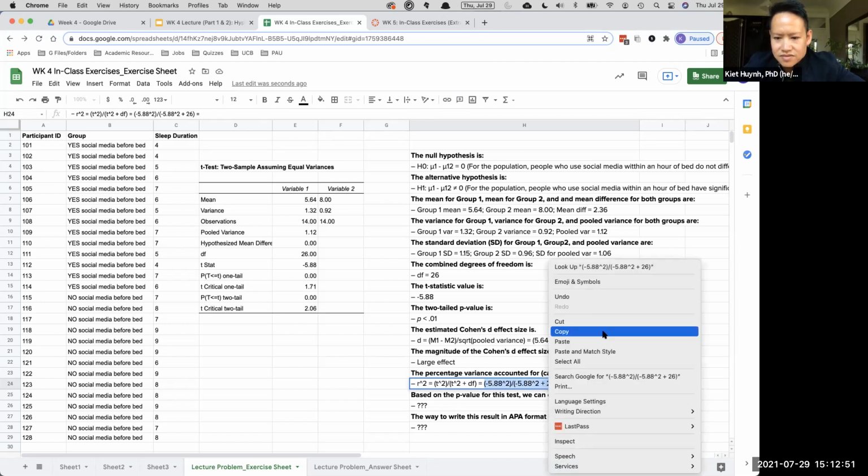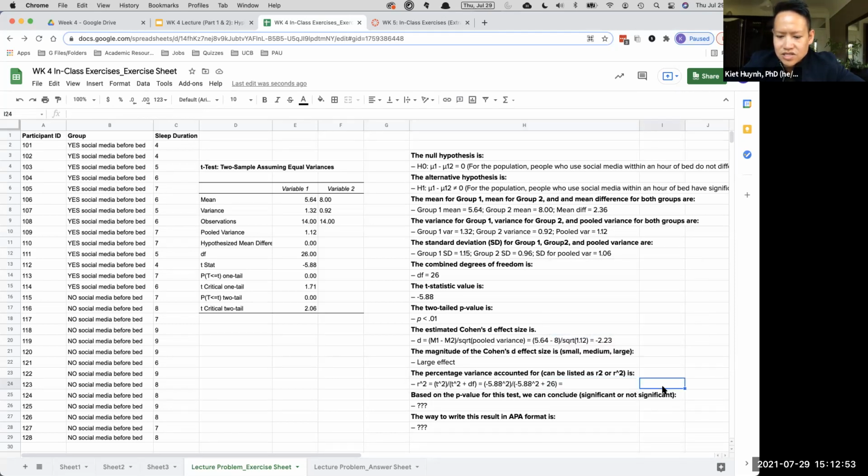Copy this. Equals, paste, here's the value. This is the variance accounted for value, which is 0.57, yeah. Or this is a percentage, so you could say 57%.